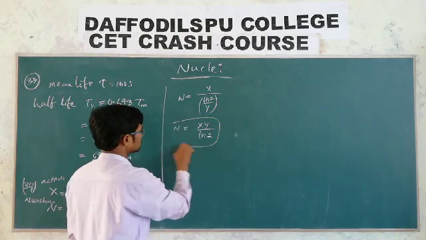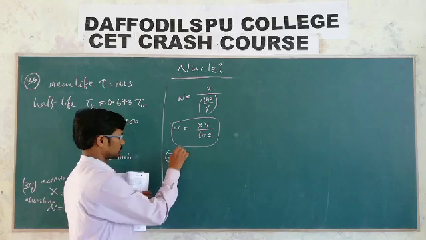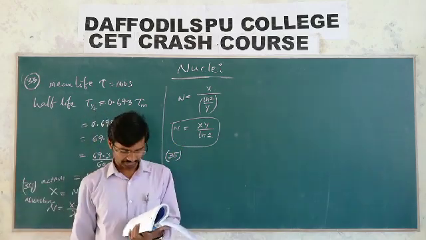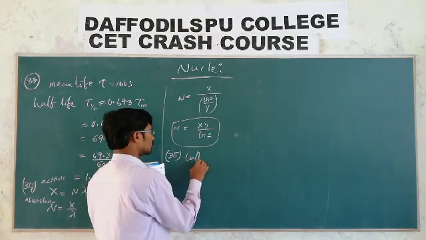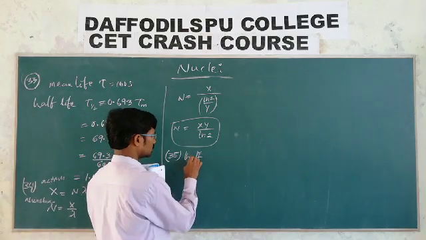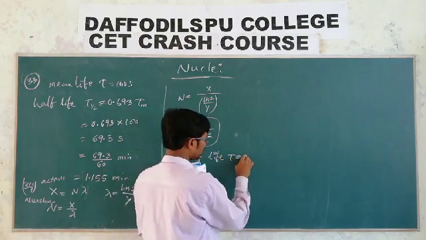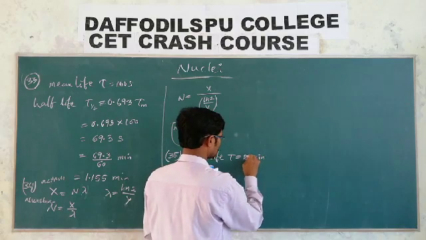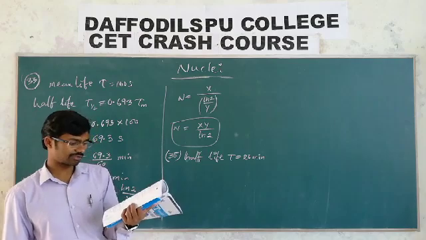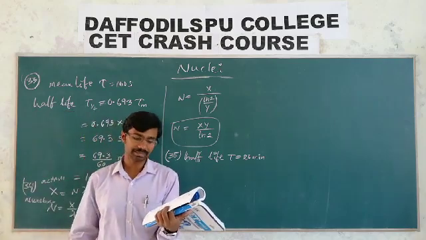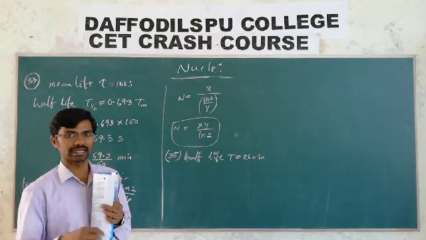So what was the first option? Go for the 35th one. The half-life of a radioactive substance is 20 minutes. The time between 20% and 80% decay will be? Time between 20% and 80% decay.